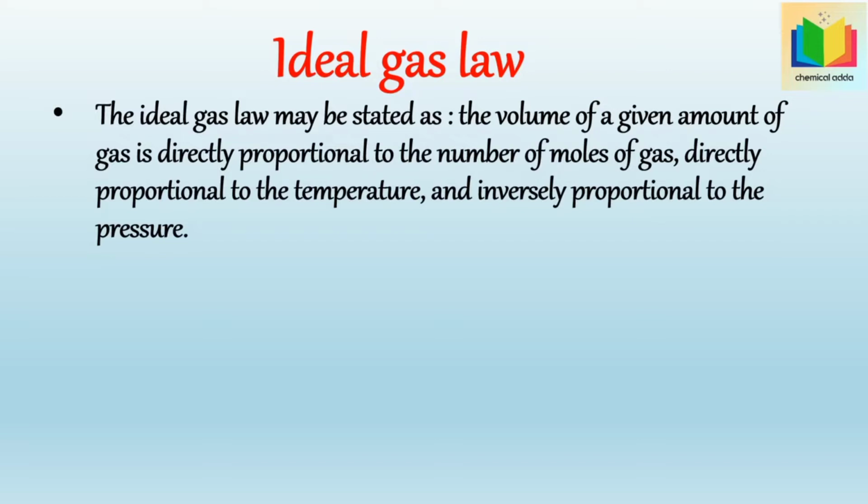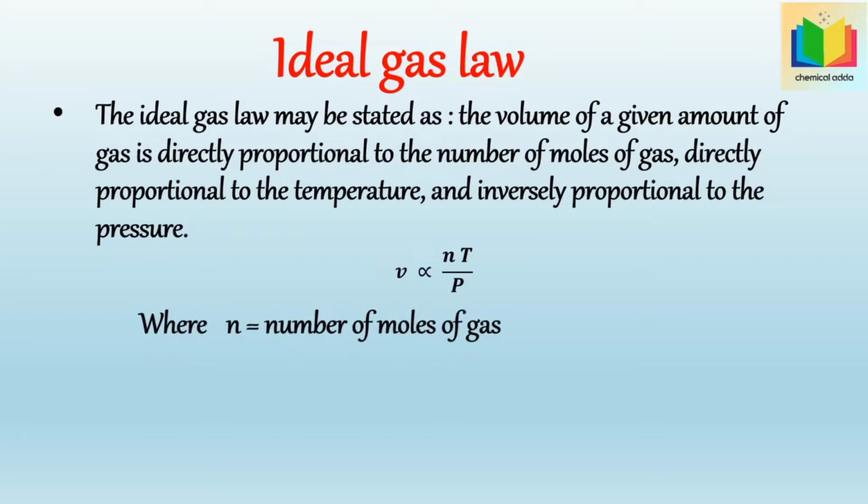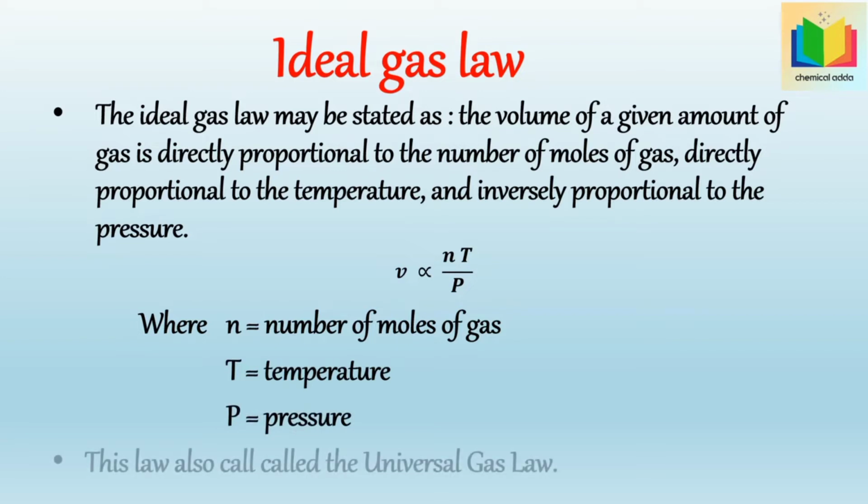Hence we can write, V is proportional to N into T divided by P, where N is the number of moles of gas, T is the temperature, and P is the pressure. This law is also called the universal gas law.